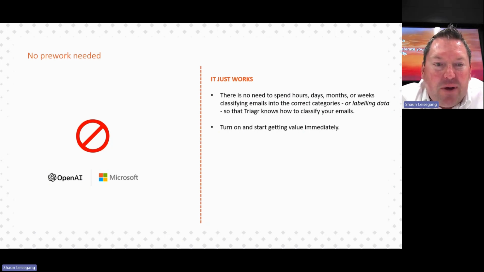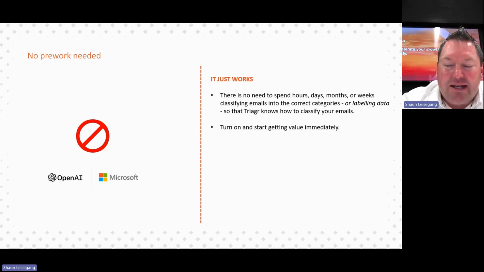Now, the beautiful thing about some of the technology we have available to us now is these generative AI models are trained on billions and billions and billions of data points. And what this means is that we can leverage this large language model to automatically do this classification. So we don't have to spend hours, days, weeks, months, and years getting you to classify emails. We can just rely on these large language models, which allows you to get value immediately.